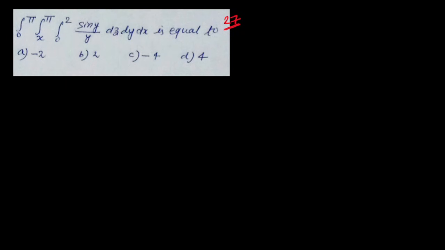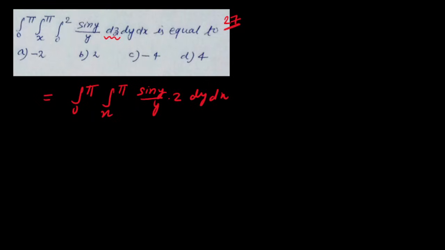Now next question is that, this is equal to, so we have to integrate. So it is just simple integration, 0 to pi. First we are going to integrate it with respect to z, right? So 0 to pi and x to pi. Sin y by y is a constant, so I write sin y by y. Integration of dz is z, right? And if I put the limit of z 0 to 2, so I will get 2 into dy dx, because I am not writing it in detail.